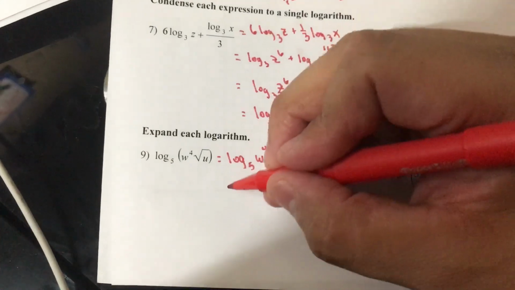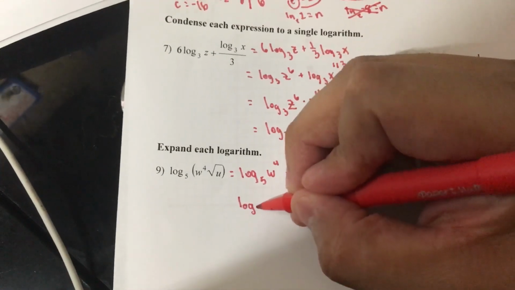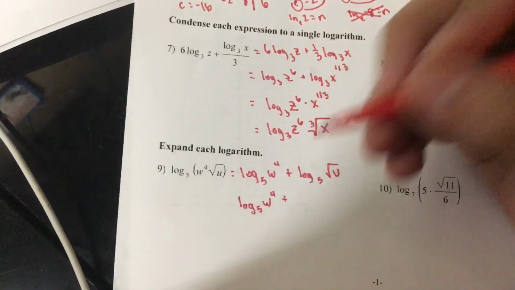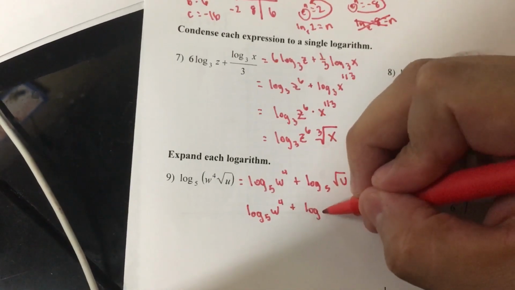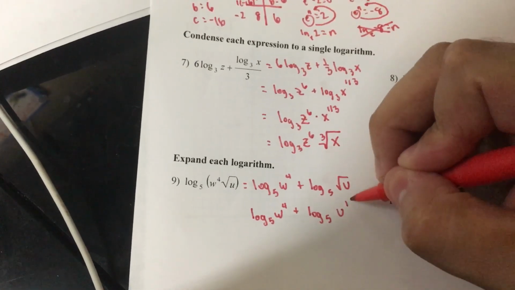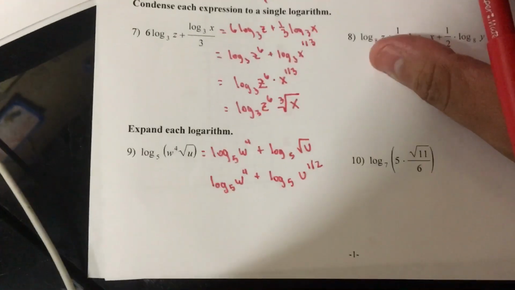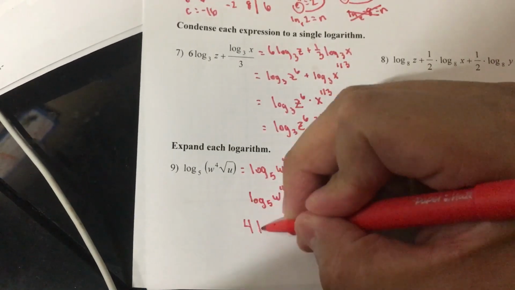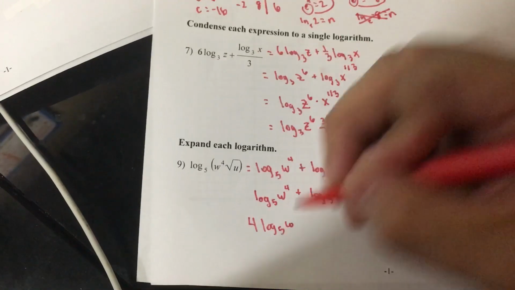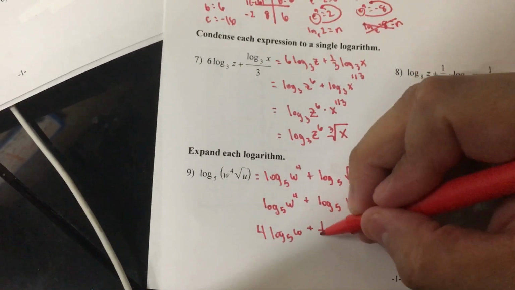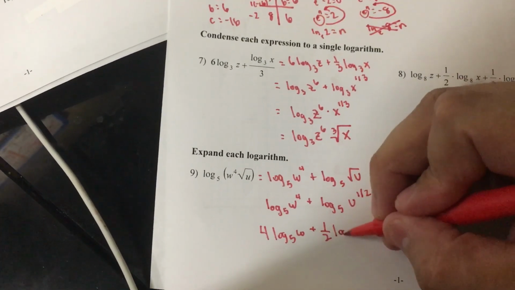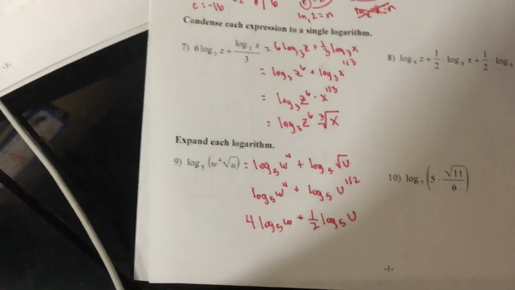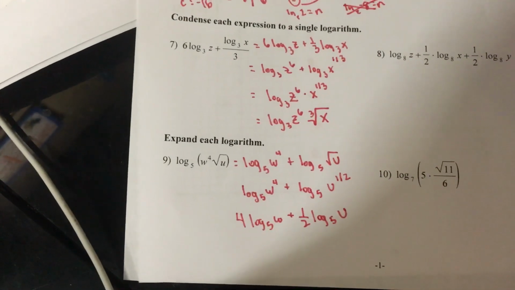Remember, I'm expanding here, so I'm going to go ahead and rewrite this. The square root of u is the same as u to the 1/2 power. And now I can move my exponents to the front to fully expand. Okay, and that is my full expansion.